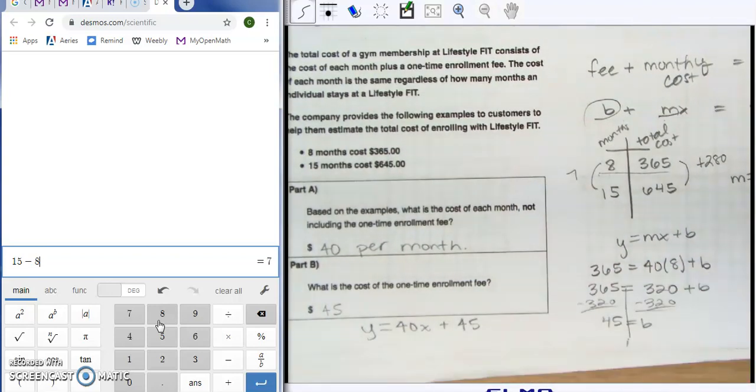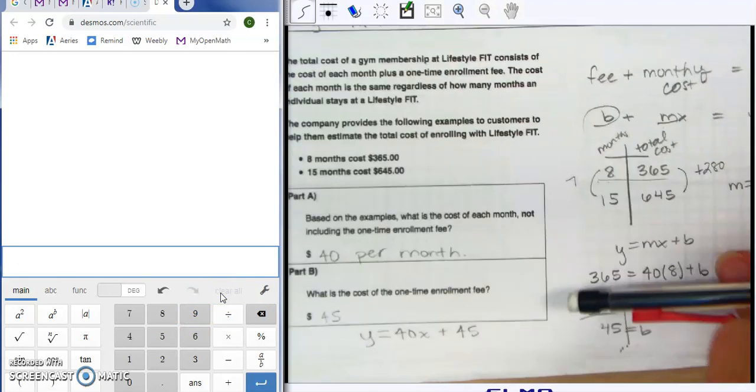Let's see if that works out for that other one. Since we have the calculator up here, let's see, for 15 months, multiplied by 40 for the month would be 600, and add in that original startup cost of $45, and oh yeah, we do get that 645 amount. All right, so that's how we do it. We find the change in y and the change in x, and we look for the b. This is the same thing every time.